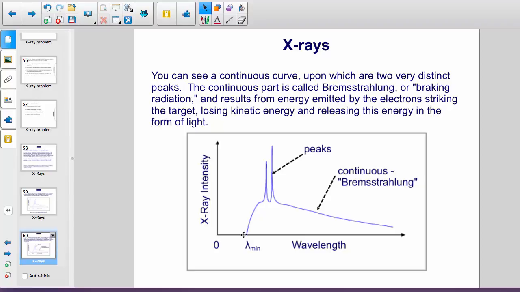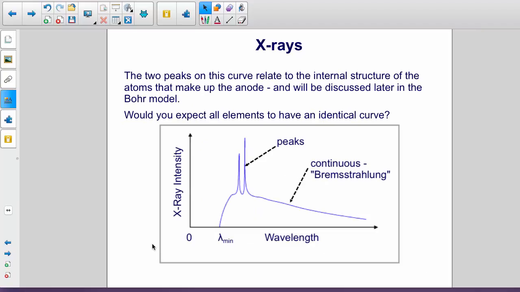The smooth or continuous part is called Bremsstrahlung, or braking radiation. It results from the energy emitted as the electrons strike the target, losing their kinetic energy and releasing this energy in the form of light. The 2 peaks on the X-ray spectrum relate to the internal structure of atoms that make up the anode. We'll discuss this later as we talk about models of atoms.